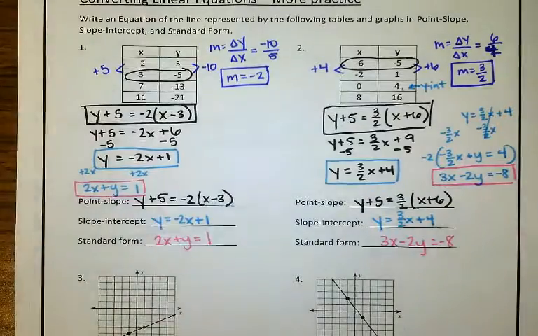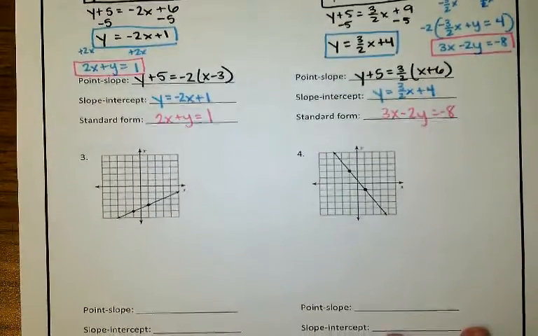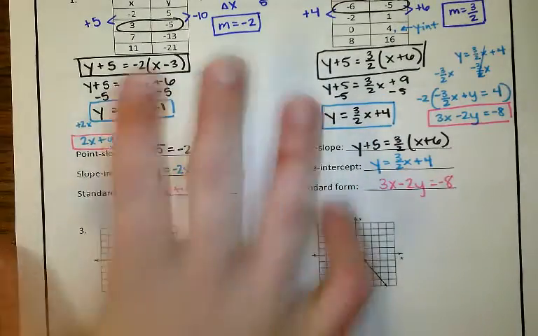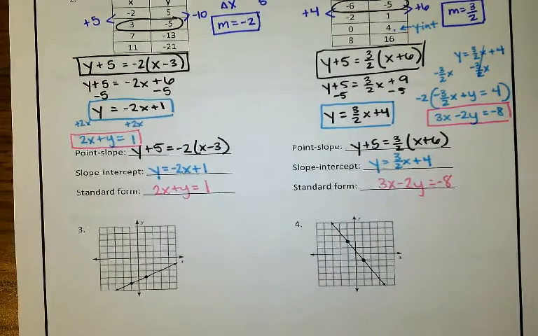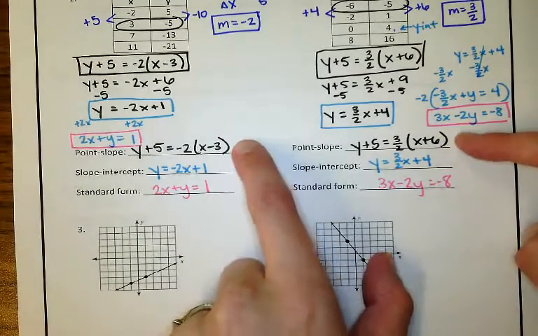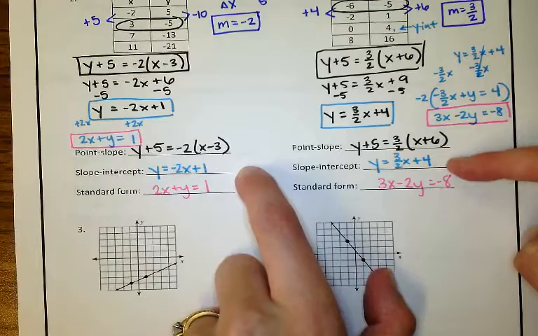Excellent. All right. So these are the three forms based on the table. Now, once again, you could have many correct answers for your point slope form. There is only one correct answer for slope-intercept, and there's only one correct answer for standard. Okay?